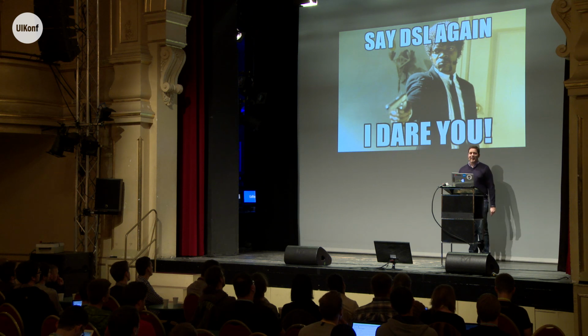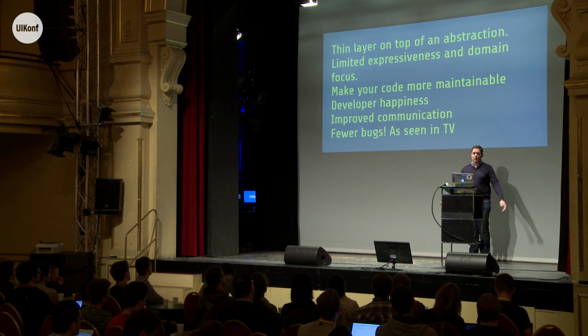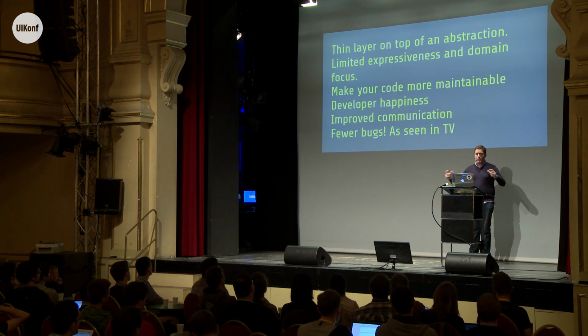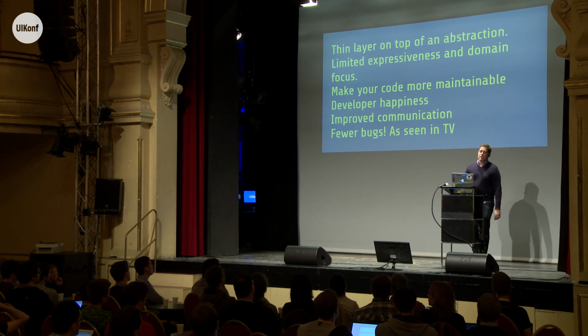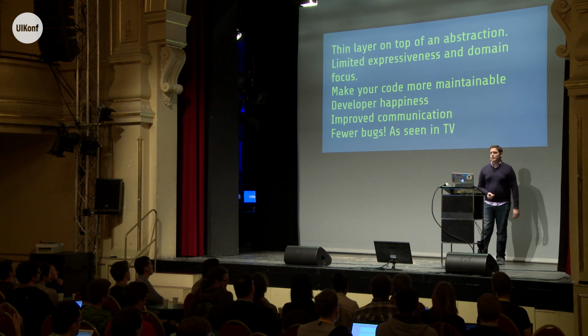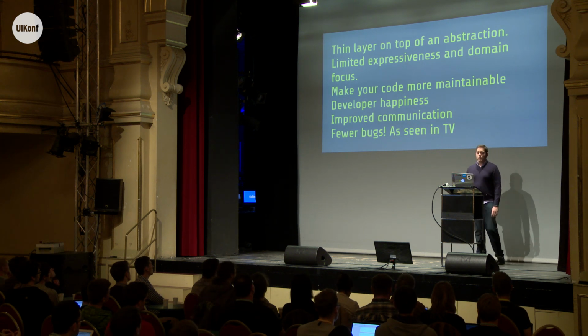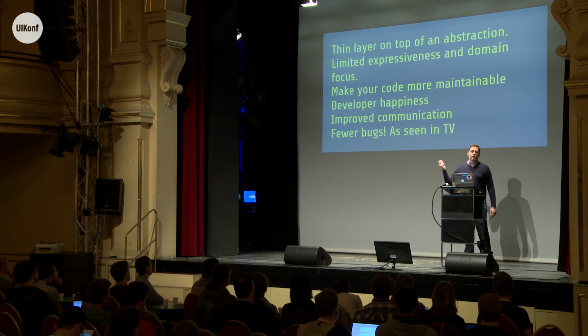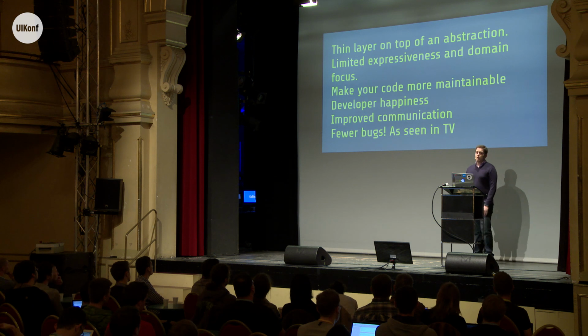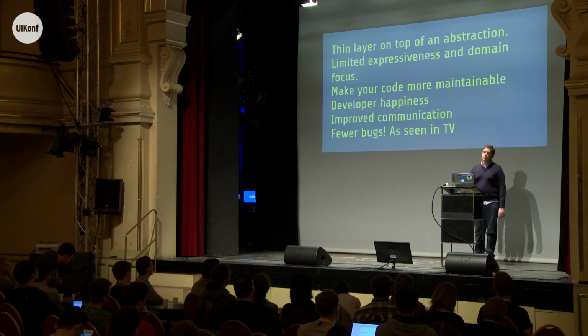So I just want a quick recap. A DSL is a thin layer on top of an abstraction or semantic model. It's important to separate both. It has limited expressiveness and domain focus. That's what makes DSLs worthwhile. So you can make your code more maintainable by using DSLs, improve developer happiness, improve the communication, and write fewer bugs. So that's all I got.